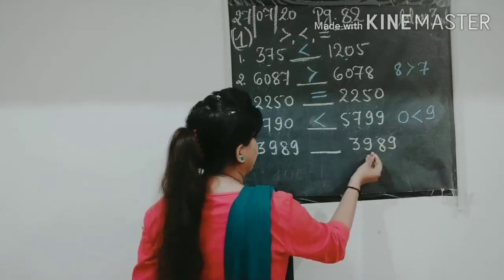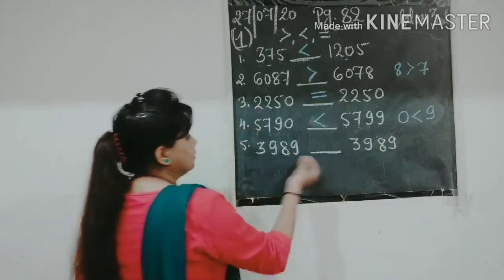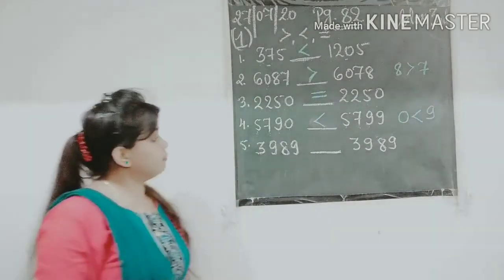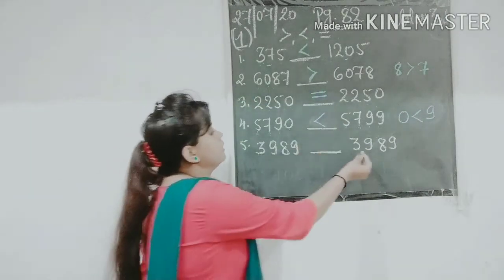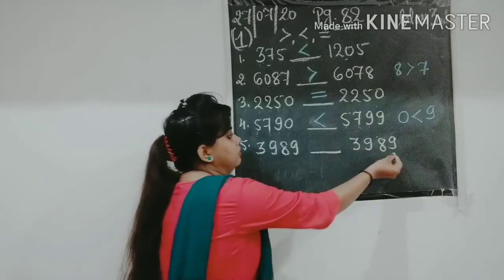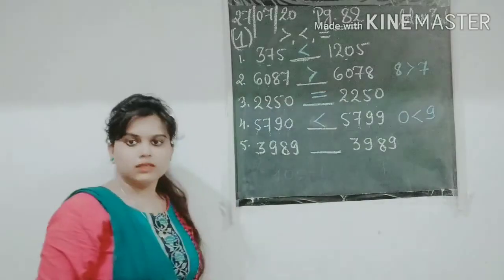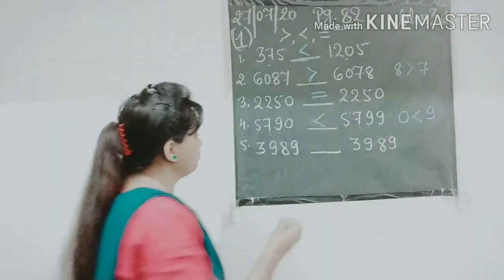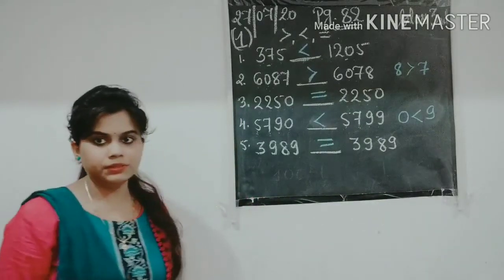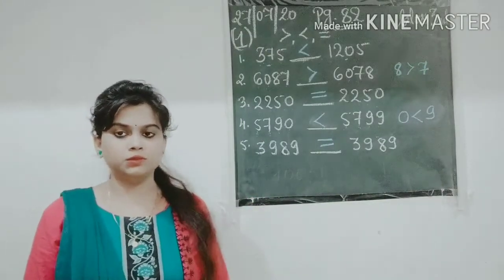Fifth one, 3989 and 3989. You can clearly see both the numbers are equal. All the places are also equal: 3 equal to 3, 9 equal to 9, 8 equal to 8 and 9 equal to 9. So we will put the equal sign directly. Understood? The rest of the 4 questions, do by yourself.